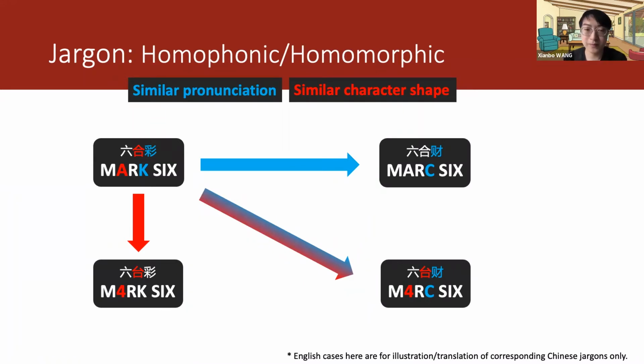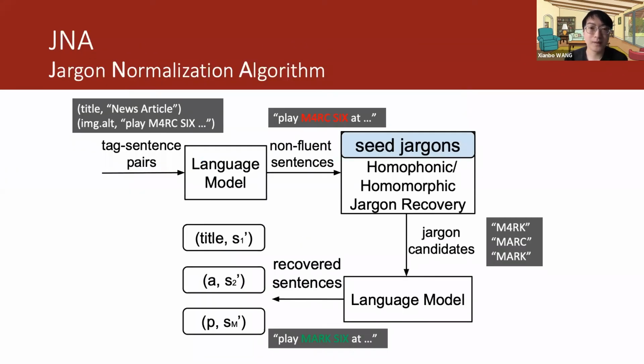Note that we have mainly seen Chinese cases in the wild, possibly because there are a lot of Chinese characters with similar shapes or pronunciations, which gives more flexibility for obfuscation. This shows how the jargon normalization algorithm works.